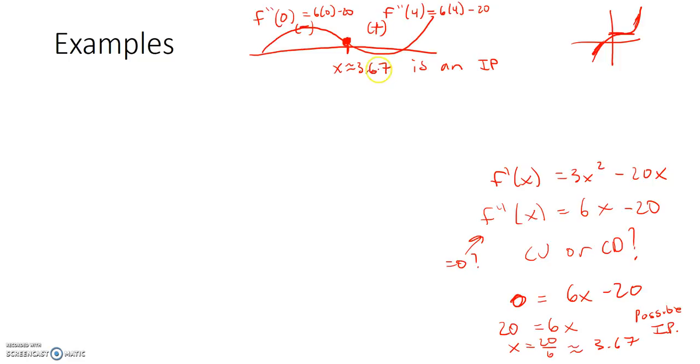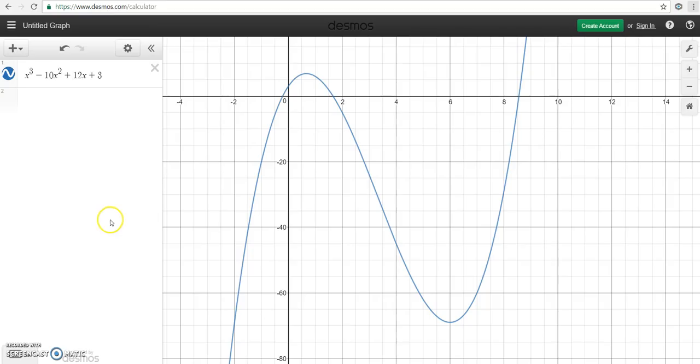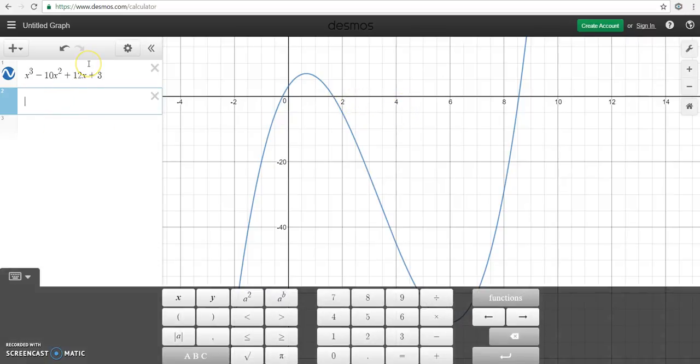As always, we should check this against a graph just to make sure, so let's do that. Here I have a graph of x cubed minus 10x squared plus 12x, and indeed it is concave down for a while, and then it turns to concave up, and it does appear that that happens somewhere between x equals 2 and x equals 4. Another thing I can graph here is the derivative, which we know is 3x squared minus 20x plus 12.